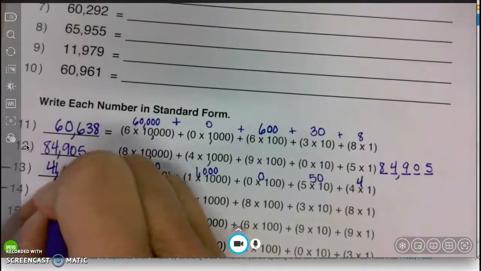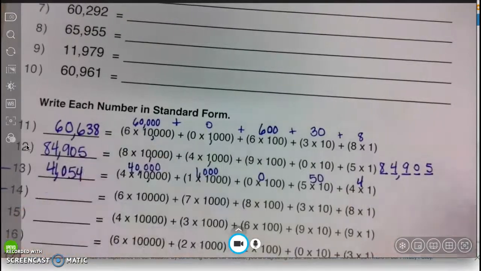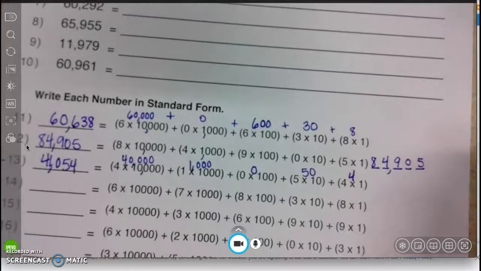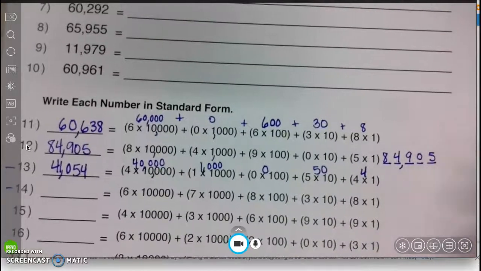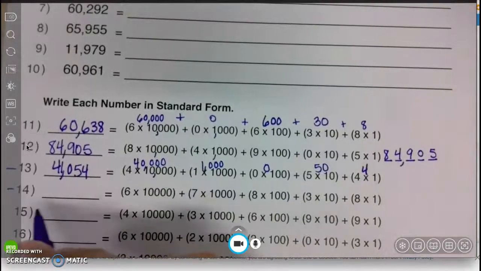What do I put in this hundreds place right here? A 0. Got it right. Good job. Raise your hand if you got that one right, even if you did it the other way. Good job. All right, let's look at number 14.